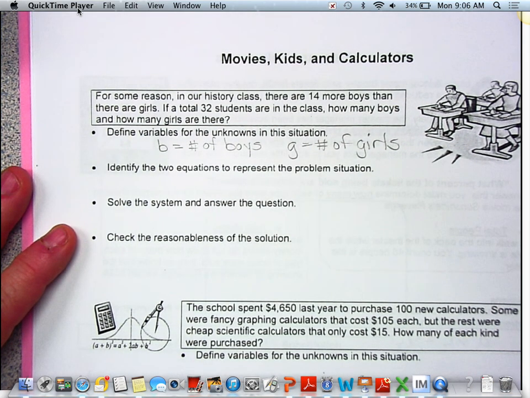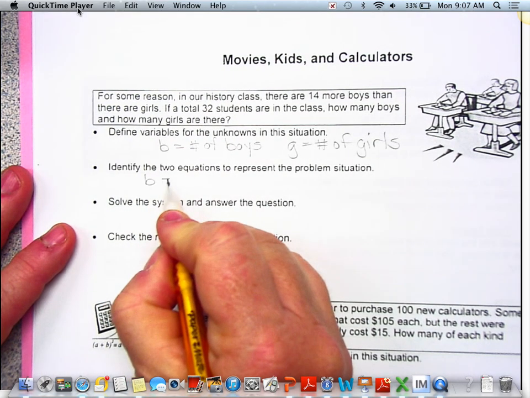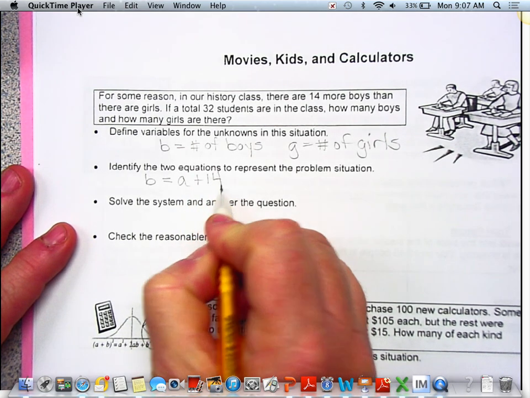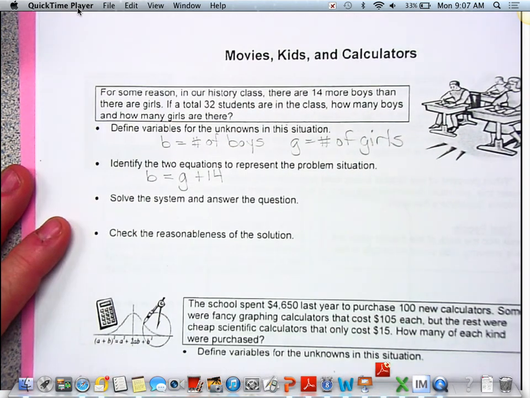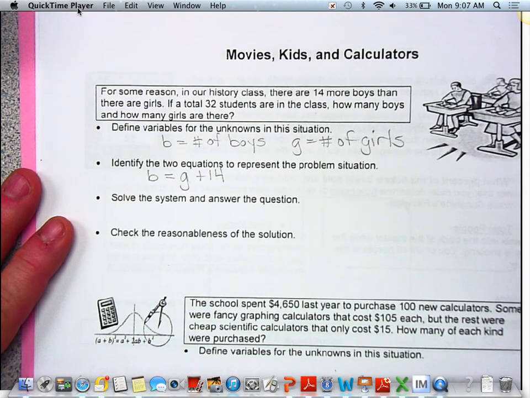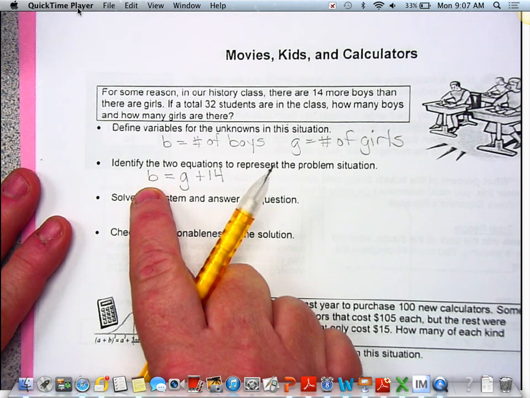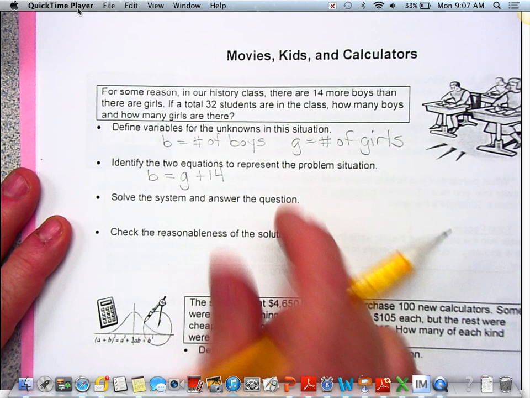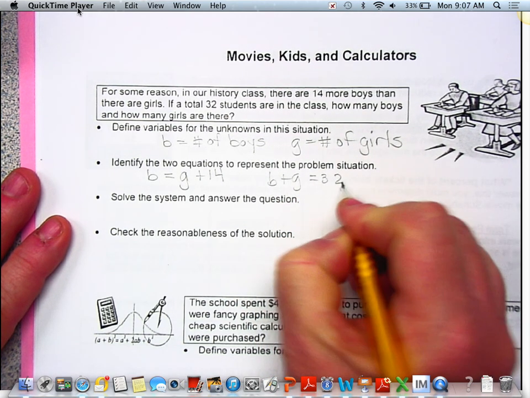Okay, so then we have 2 equations. Can you give me one of them? B equals G plus 14. Because the number of boys is the number of girls plus 14. Yes, because there's 14 more boys than girls. So we have more boys than we do girls. We have the number of girls plus 14. And then what's the other equation? B plus G equals 32. Good. B plus G equals 32.